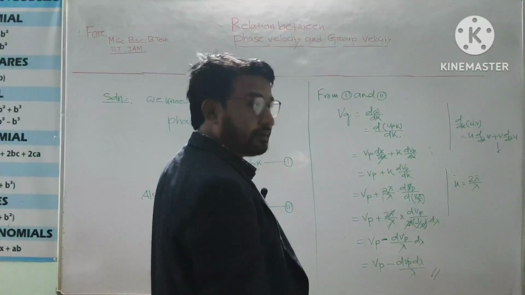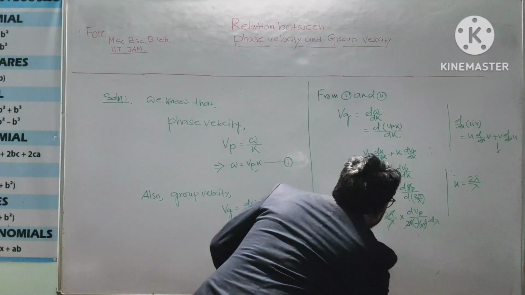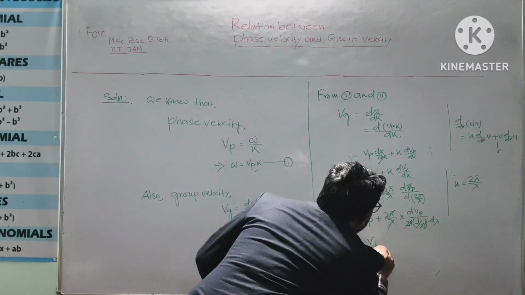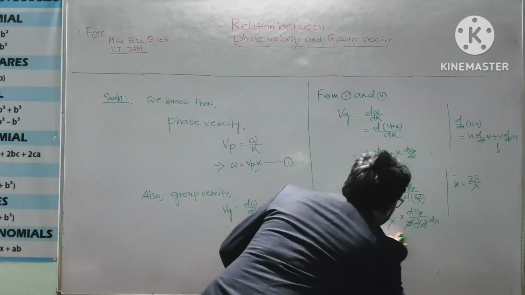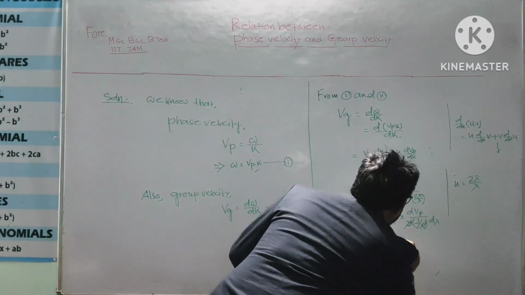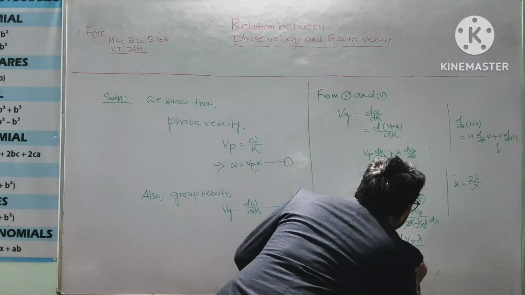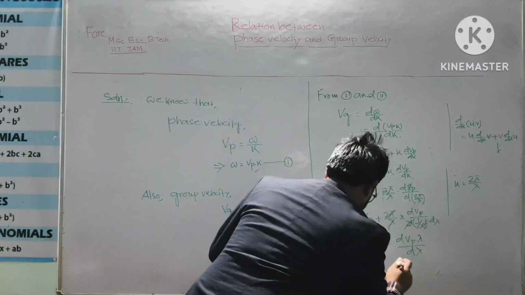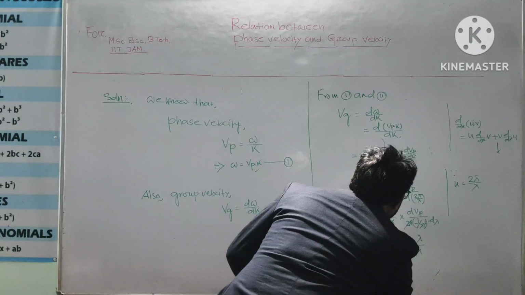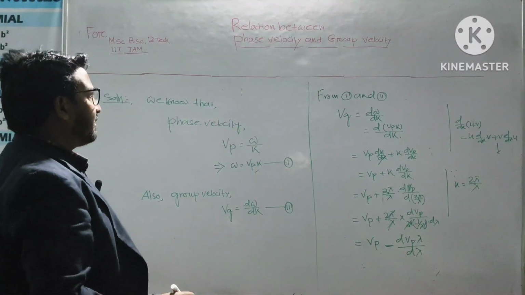Okay, sorry. This is equal to Vp plus 2 pi dVp into lambda divided by d lambda. So this is our final expression. So this is the relation between phase velocity and group velocity.